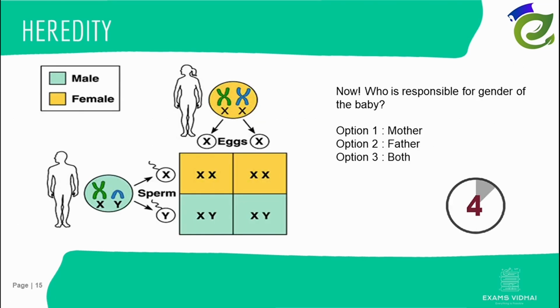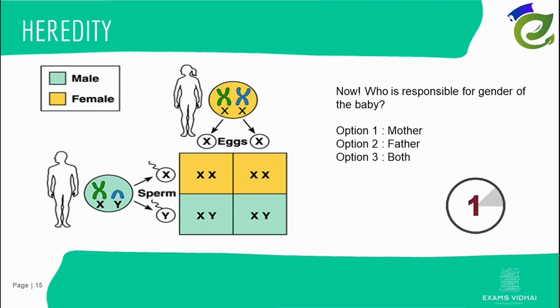First, a question. Who is responsible for the gender of the baby? Mother, father, or both? Yes, the answer is father. Why? As female has X and X chromosomes and male has X and Y. Now multiply them. You'll get XX, XX, XY and XY. Only if you get XY, then it will be a male. So who is responsible for this? It's the male. The Y which is owned by the male parent is responsible for the gender determination.